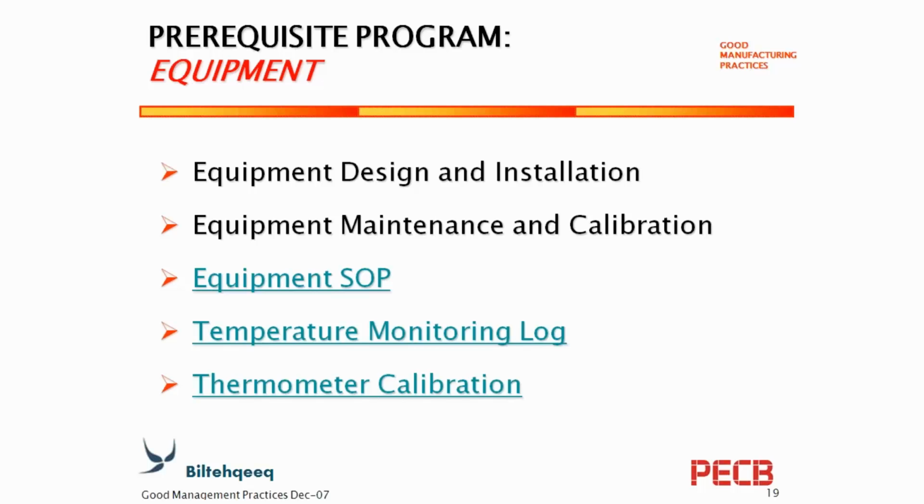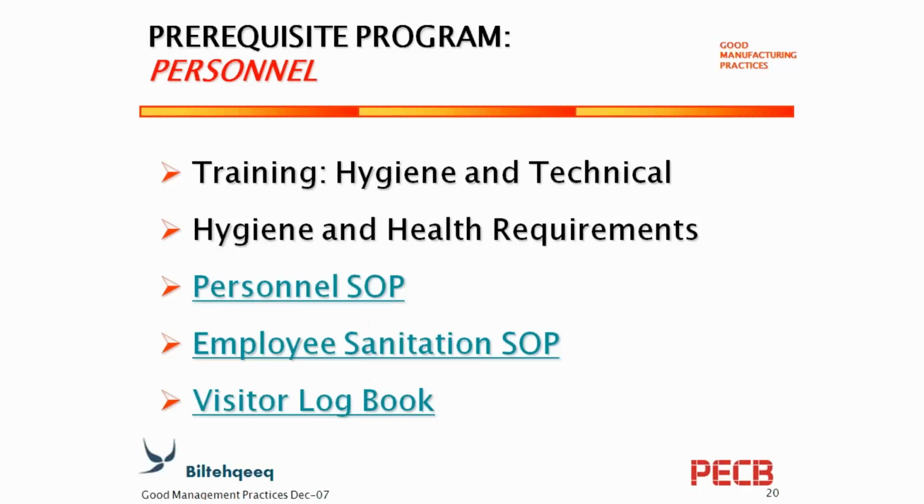You should also control a proper temperature, especially for the food items, and you should maintain the temperature monitoring log. You should use thermometers for noting the temperature, and these thermometers should be well calibrated. So you have to develop a proper system of monitoring, and the monitoring should be through equipment which should be calibrated.